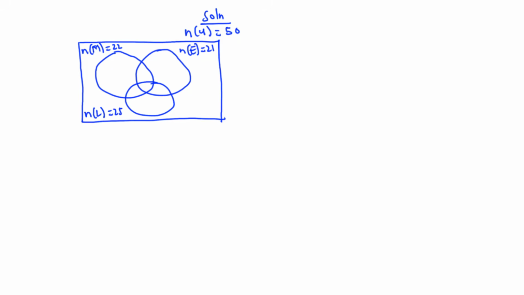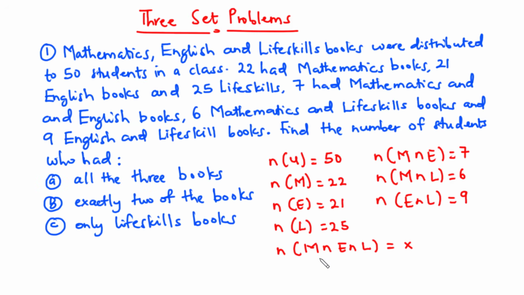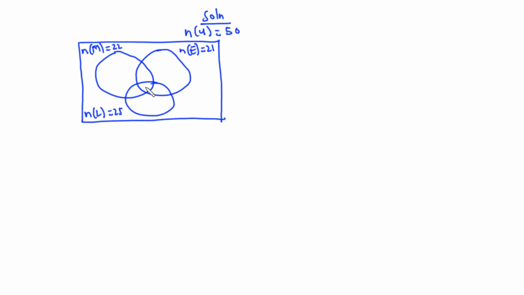Now we said that the number of students who had all the 3 books is X. And the number of students who had mathematics and English books was 7. So that is going to be 7 minus X. The number of students who had mathematics and life skill books was 6. So we have 6 minus X. And the number of students who had English and life skill books was 9. So we have 9 minus X.